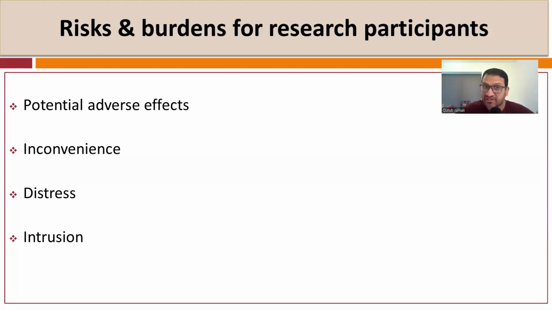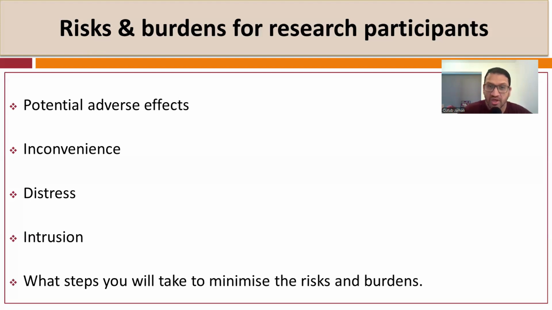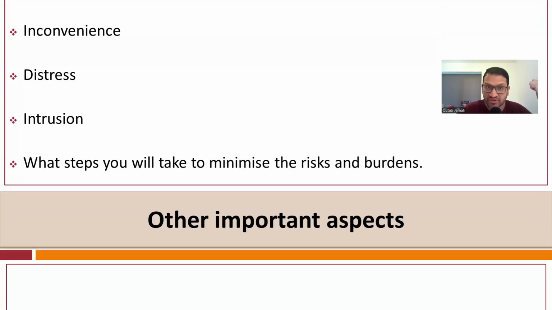So we need to address these concerns. If you foresee these risks or burdens, how are you going to address them? What steps will you take? These are very important points to pick up on when you're writing your ethics approval application. So just bear all these things in mind. You have to be very well prepared, and I think these things can be addressed whilst you're working on your research proposal.